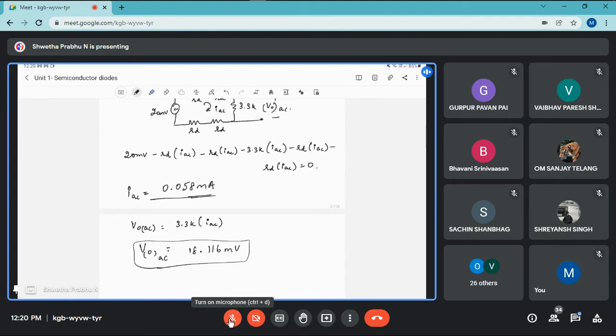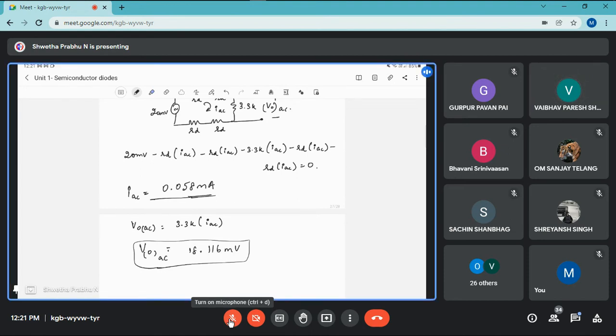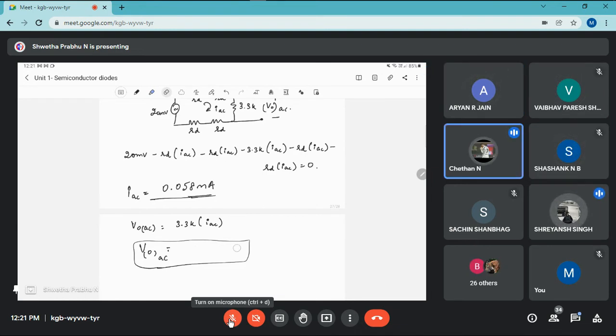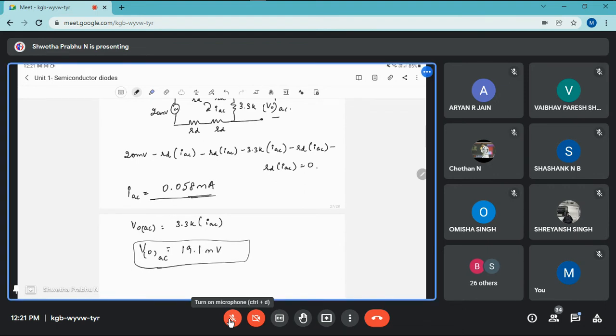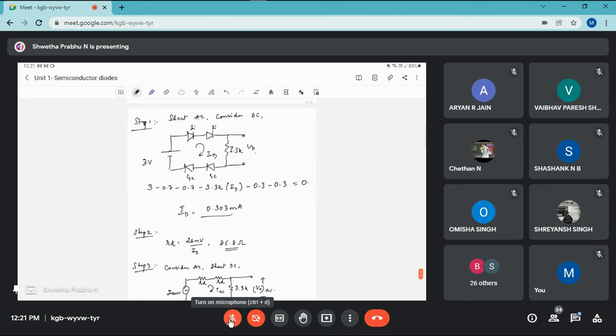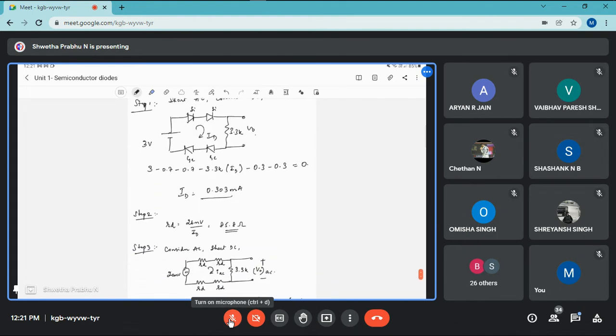Others, please check and tell me whether the answer is correct. Sometimes the answer I have may also be a mistake, so we will verify it once. Is it 19.1 or 18.1? I am getting 19.1. 19.1 millivolts. Now it is fine. Okay. Understood, right? Any doubts? No, ma'am. Okay. Next question.